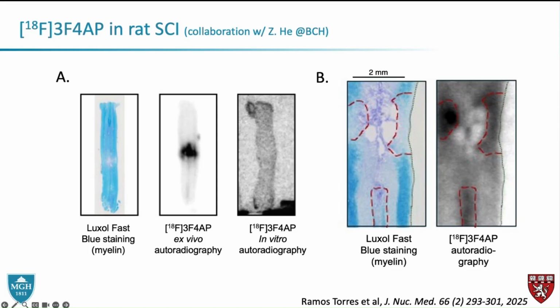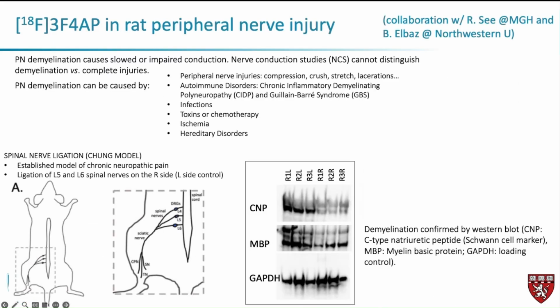But here there was basically no binding if you compare the signal to the background. So if we continue to go down from the brain to the spinal cord to the sciatic nerve, we decided to look at whether we could pick up peripheral nerve demyelination. Peripheral nerve demyelination happens after nerve injuries, but also in multiple neuropathies and after infections.